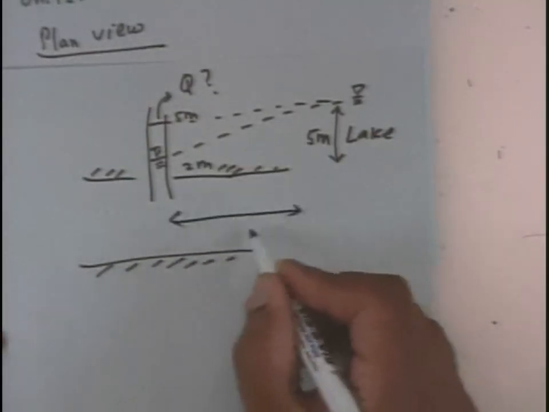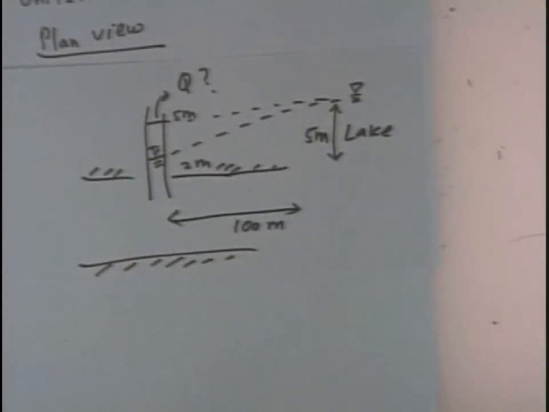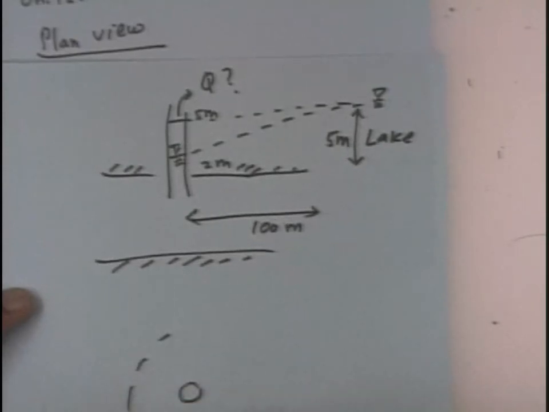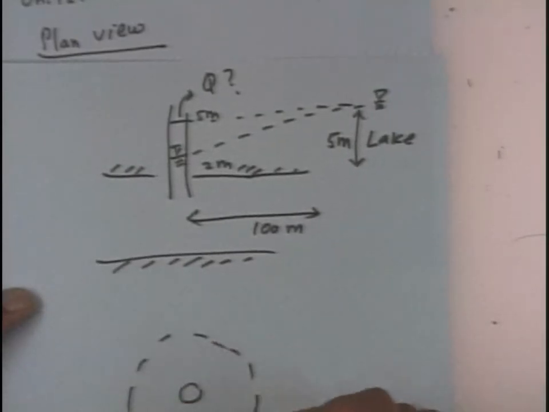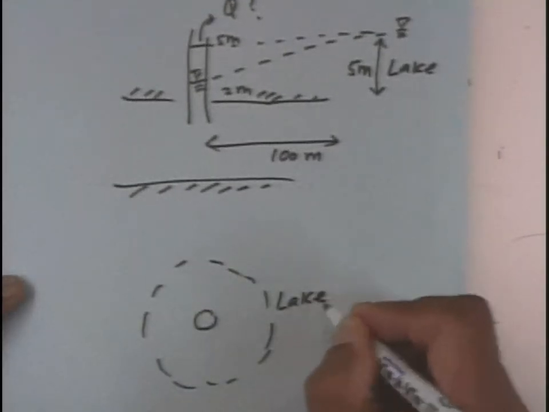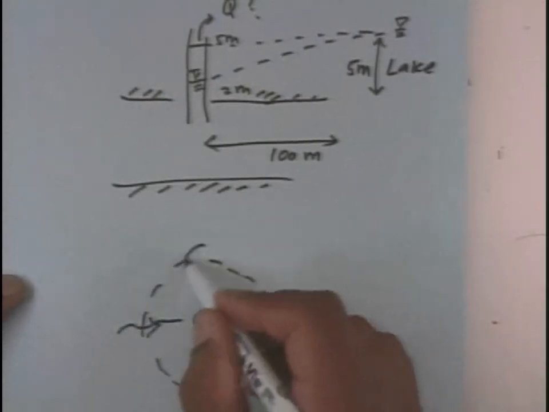Let's assume this distance is 100 meters. The lake is 100 meters away. The radius of the island is 100 meters. So it's a radial problem where you've got two concentric circles. This is the well, and this is my lake. And now the flow is like this.